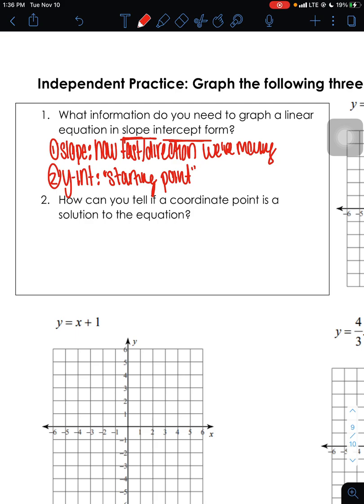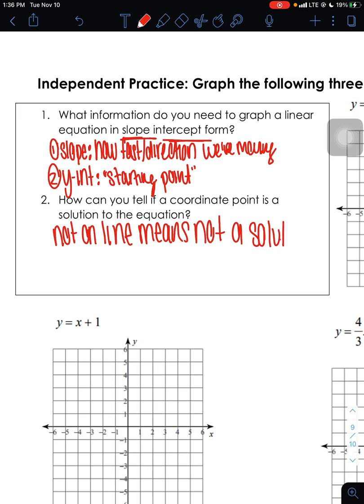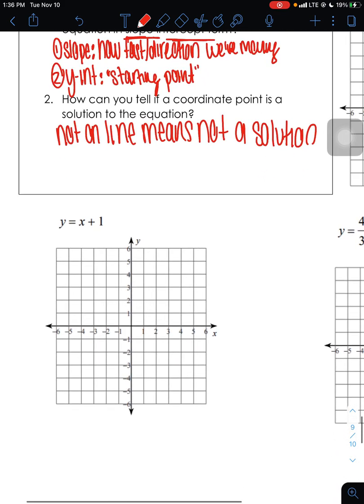So it asks us, how can we tell if a coordinate point is a solution to the equation? So if it's not on our line, it's not a solution. Because our graph is going to tell us all the x and y points that make the equation true. So if it's not on our, I'm going to say green line, like you guys can see the lines I just had. But if it's not on our line, then it's not going to be a solution. So let's take a look at the first example.